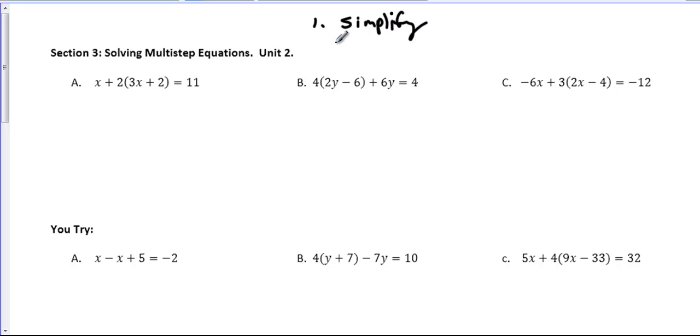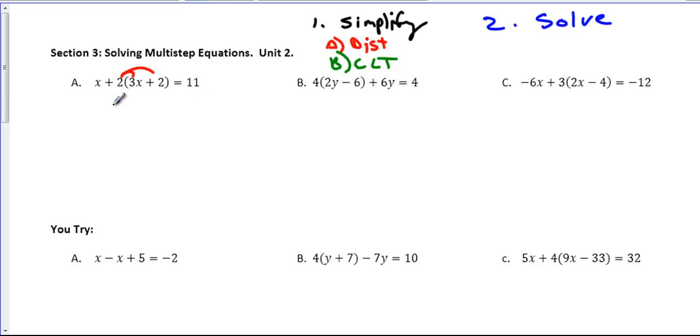And the way we simplify is first we distribute, and if possible, we collect our like terms. The second thing we need to do was solve. Okay? So in step 1, I have parentheses, which means I have to distribute. Remember, we don't always have to do these. If they're not in the problem, we can't do it. But in this case, we have it.